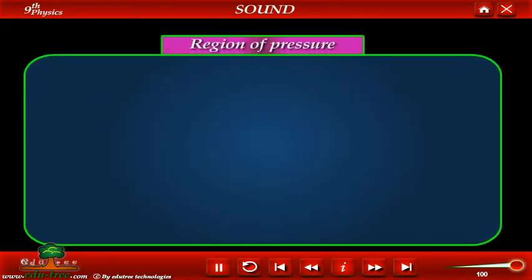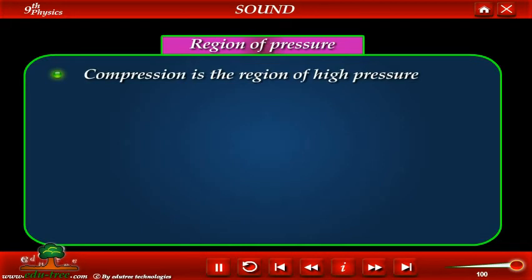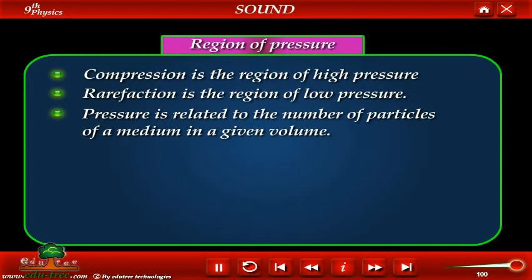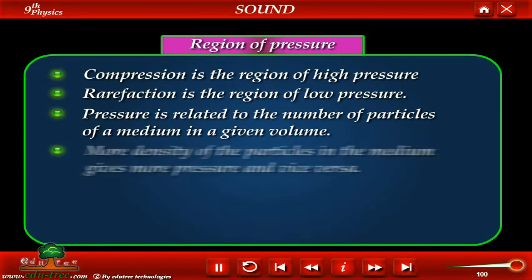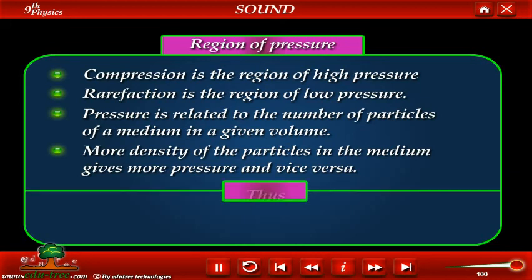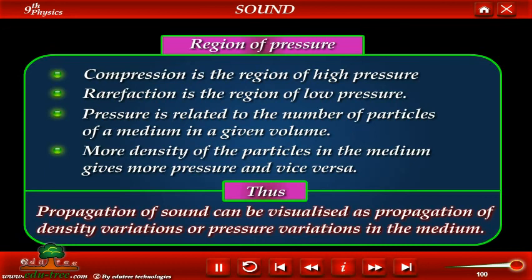Region of pressure. Compression is the region of high pressure. Rarefaction is the region of low pressure. Pressure is related to the number of particles of a medium in a given volume. More density of the particles in the medium gives more pressure and vice versa. Thus, propagation of sound can be visualized as propagation of density variations or pressure variations in the medium.